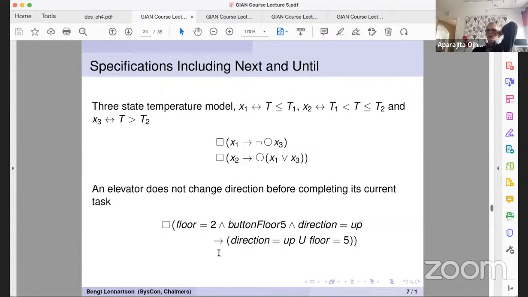That means that if there are other options from state P, if you specify P until Q, it means that the next state must be this Q state. So until actually has a very close connection to automata, which I have to say I didn't realize when I looked at this.